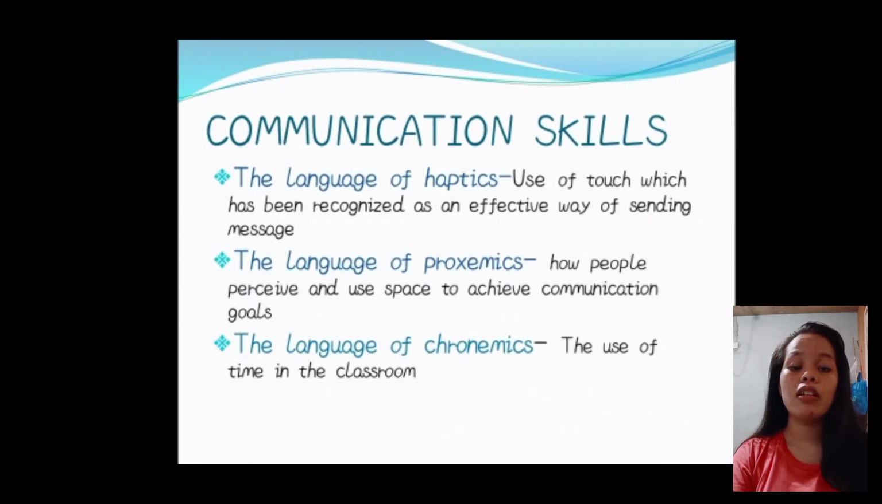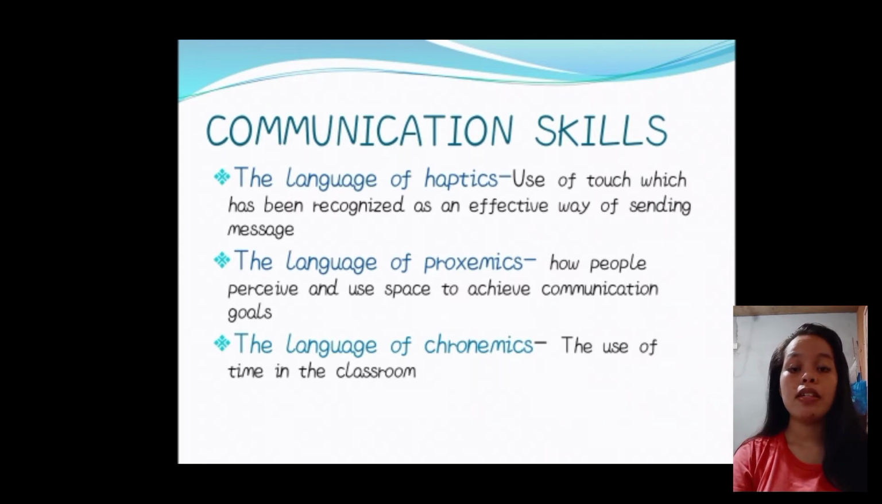Communication skills. First is the language of haptics, which is the study of touching as nonverbal communication. Touch can be defined as communication when we are shaking hands, holding hands, kissing, or giving a high five. Each of these gives off a nonverbal message as to the touching person.